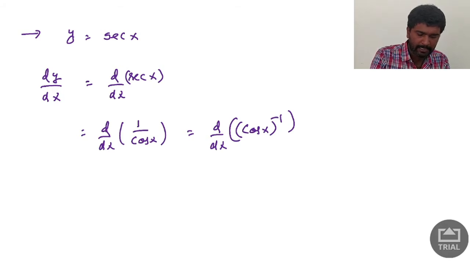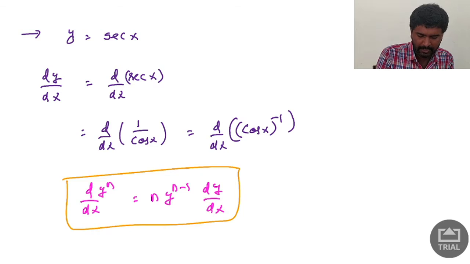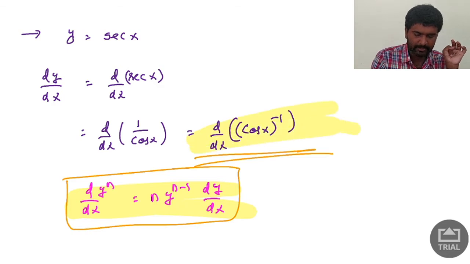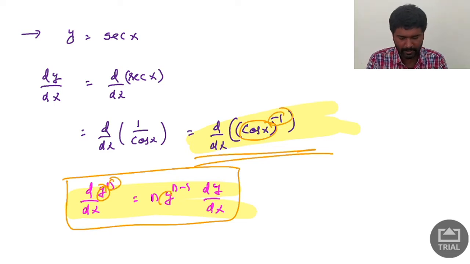Now I have given one more basic equation, that is, if I have a function y power n, then if you differentiate that function with respect to x, you will get n times y power n minus 1, times dy by dx. So this is the fundamental or basic result. Now we will use this result to answer this. Instead of y, you have cosine x, and instead of n, you have minus 1. Let us compare and write down the solution.